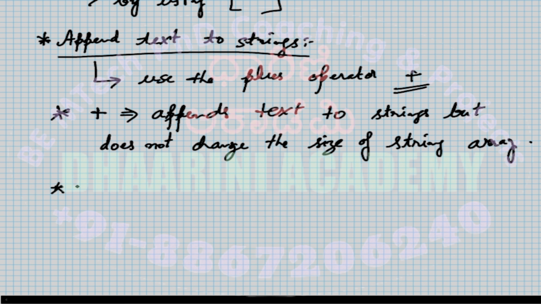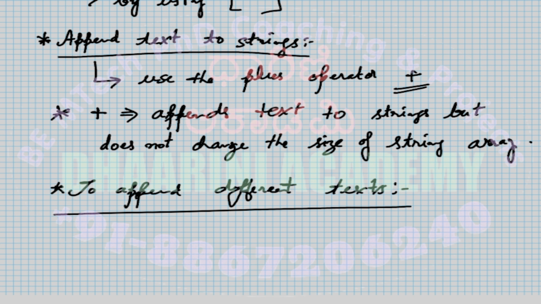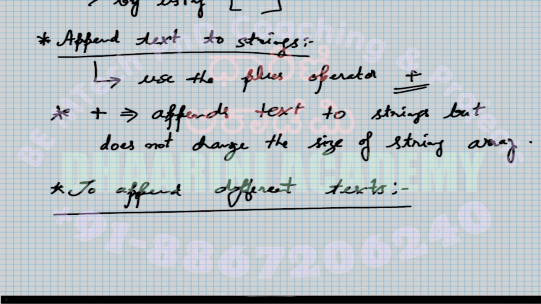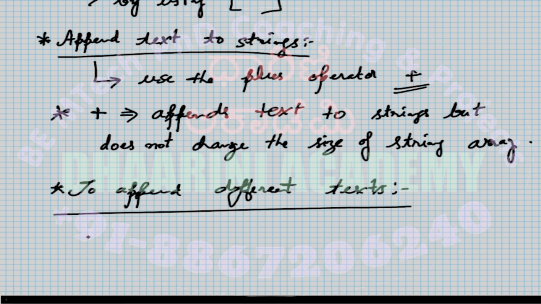So this is to append different text. Now our idea is that we create a new text array of the new text which you want to add. A new array has to be created. Create a new string array of text and append using plus.